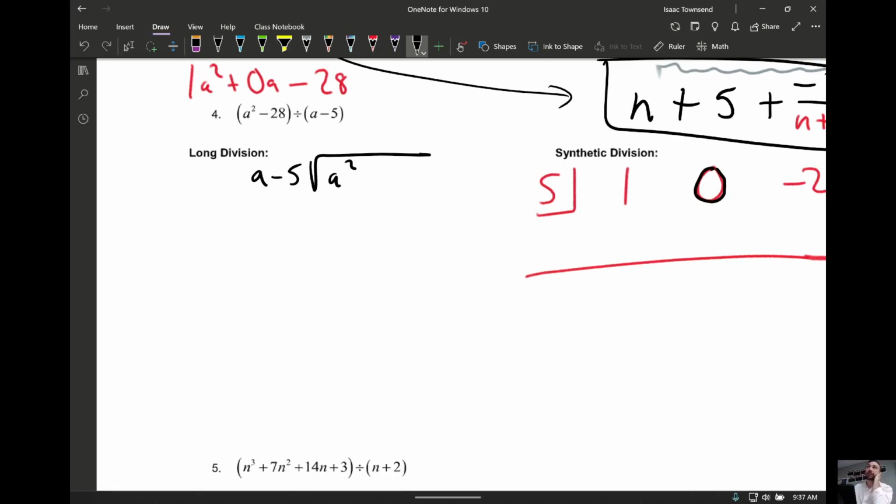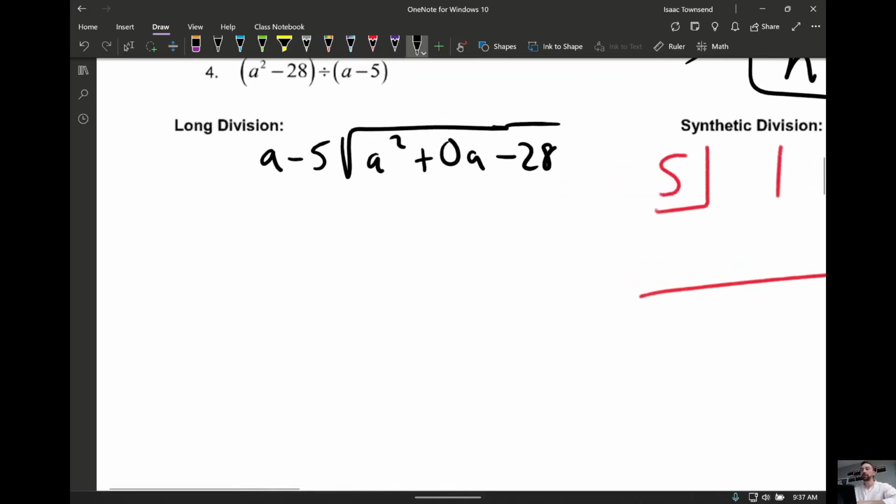Over here, I don't know that I really need to do this or that I even prefer it, but there are some people that like to say plus 0a here just for the spacing issues. Again, I don't know that that's any better, but that might make the question seem easier to you. So it looks like a, because a times a gives us a squared, a times negative 5 would be negative 5a. Now again, if you put this little placeholder in here, it kind of makes sense that it lines up. A's and a's. Change the sign and add.